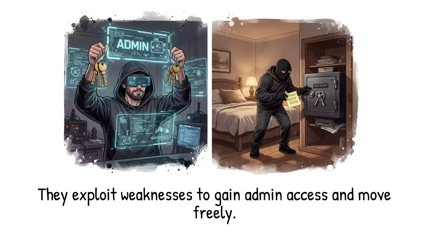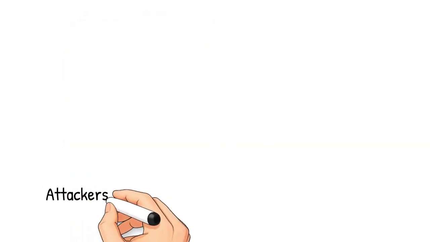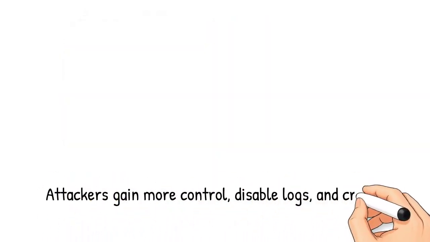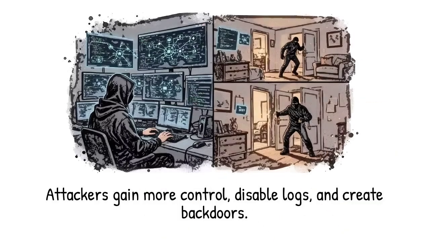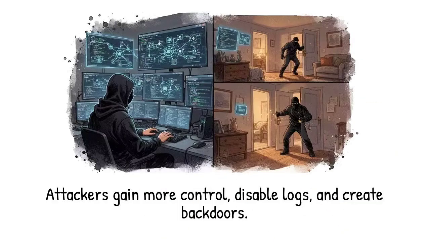This is like the burglar finding the keys to the master bedroom or discovering the safe's combination written on a sticky note. They move from room to room, gaining more control. In the digital world, privilege escalation is one of the most dangerous stages. If attackers gain admin access, they can disable logs, create backdoors, and move freely across the network.